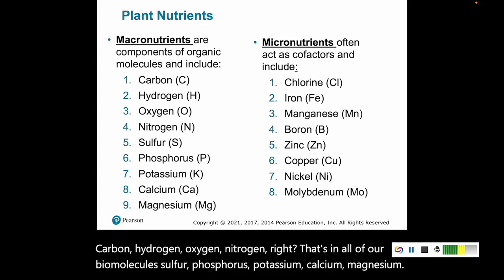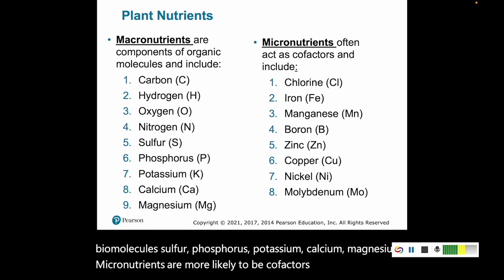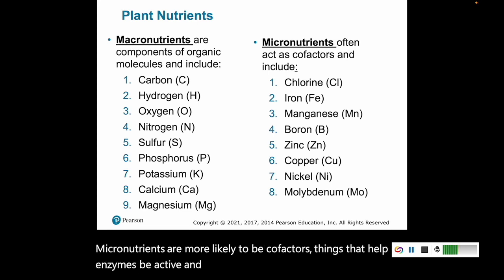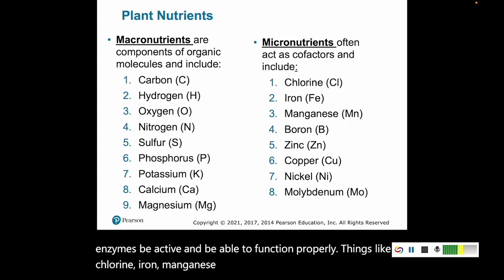Micronutrients are more likely to be cofactors, things that help enzymes be active and be able to function properly. Things like chlorine, iron, manganese, boron, zinc, copper, nickel, and molybdenum.